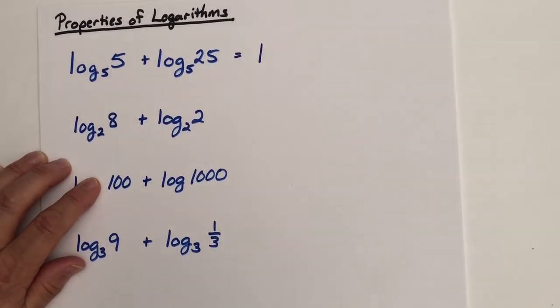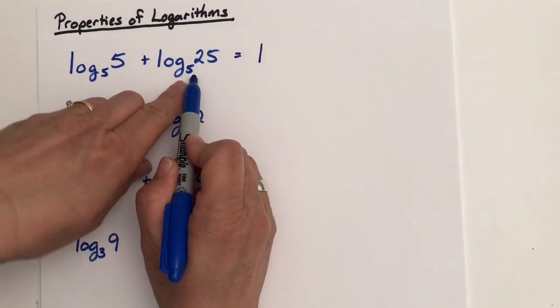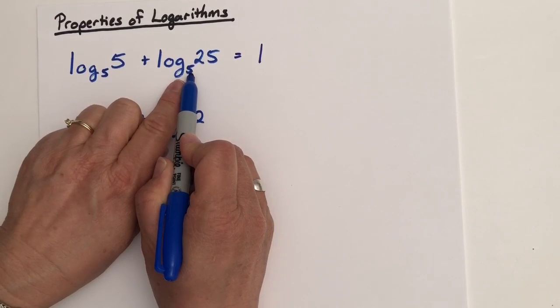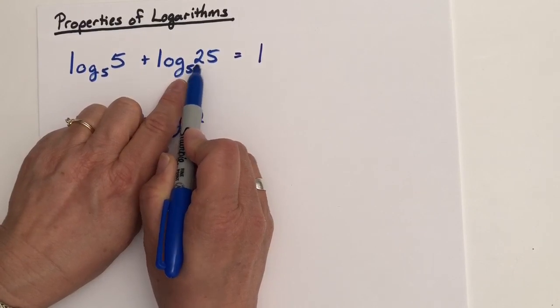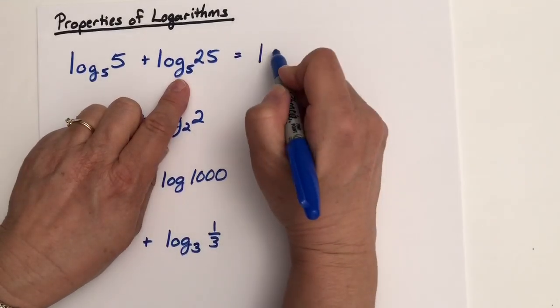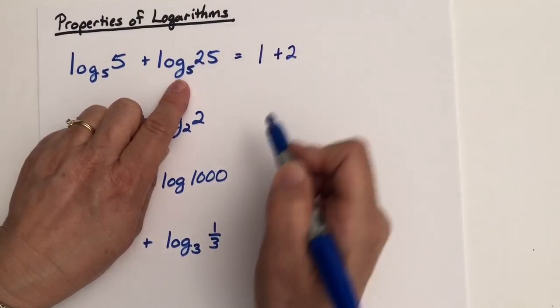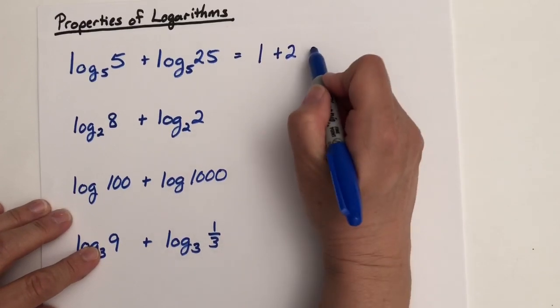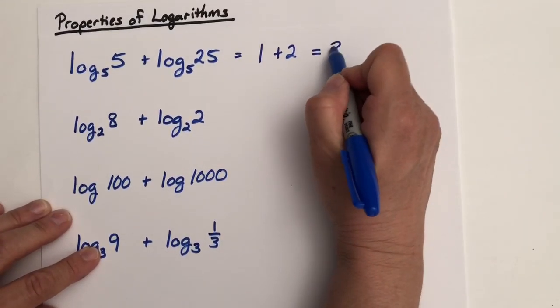Again, when we're thinking about logarithms, we're thinking about exponents. Let's see if we can get this one then. What exponent do you need to put on a 5 to get 25? We know it's 5 squared, so our answer is 2. And we're just taking the sum of those. We have 1 plus 2, that's 3.